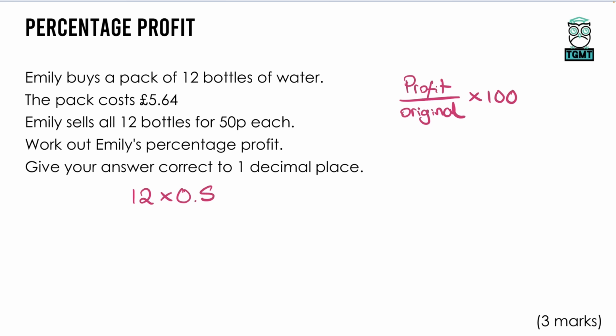We can do it in pence and then convert it. I've just converted it first, and that comes out as £6. So £6 is what she sold them for. She paid £5.64. So if we work this out, it will tell us our profit. So 6 take away £5.64, and that is equal to 0.36. So the profit she made is 36 pence.